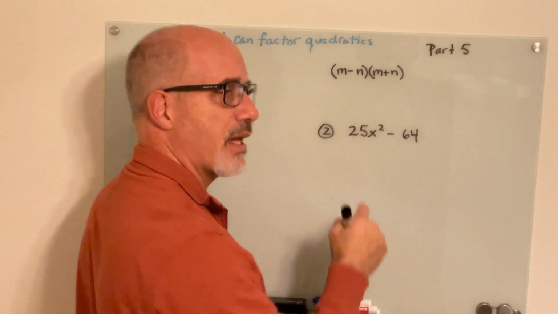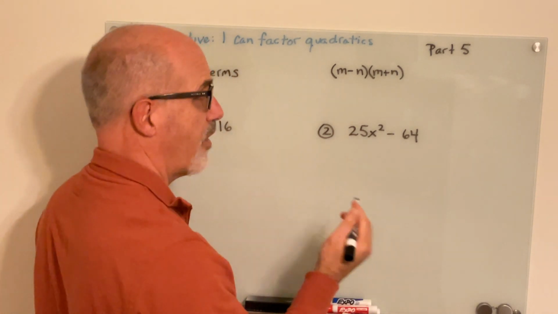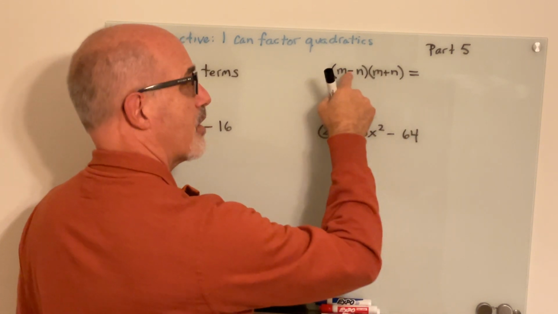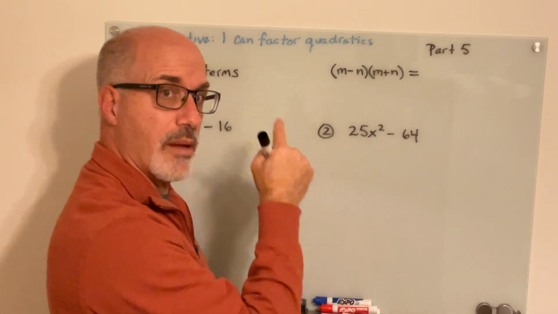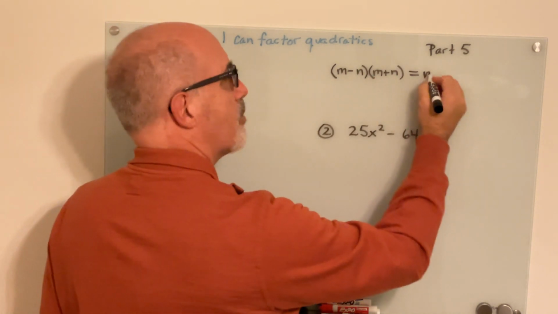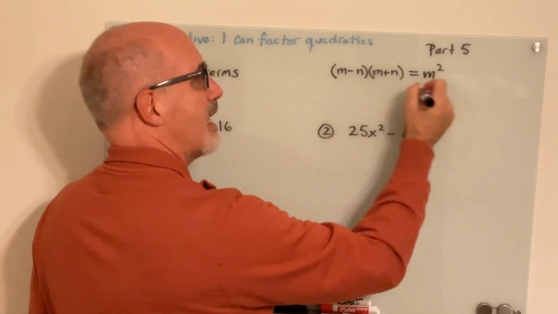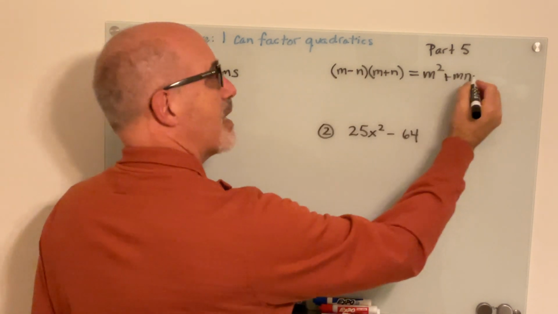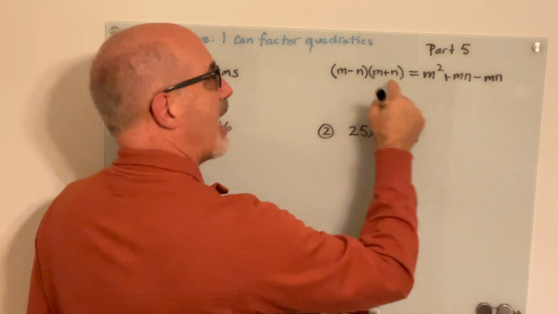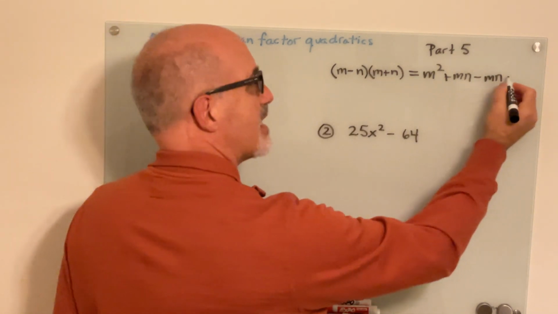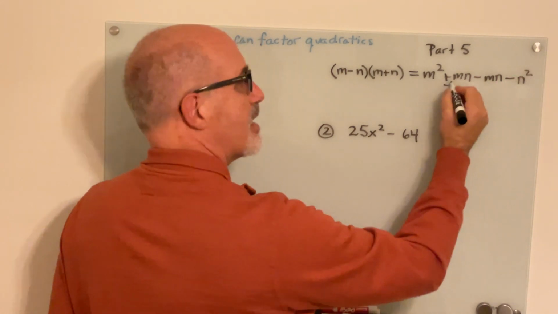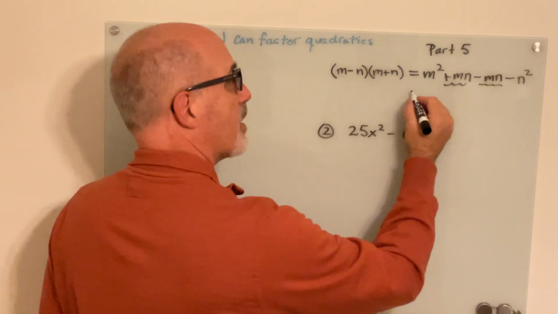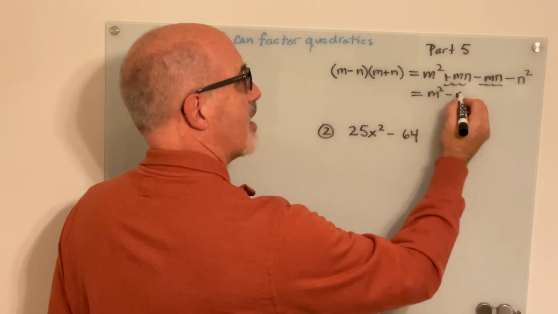I'm going to go ahead and multiply these to show you what it is on the other side when I multiply polynomials. When I've got two numbers that are the same here and here, but they have a minus here and a plus there, when I multiply them, m times m is m squared, m times n is mn, and then negative n times m gives me a negative mn, and then negative n times positive n is negative n squared. Notice that these two are like terms, so they get rid of each other, and I'm left with m squared minus n squared.